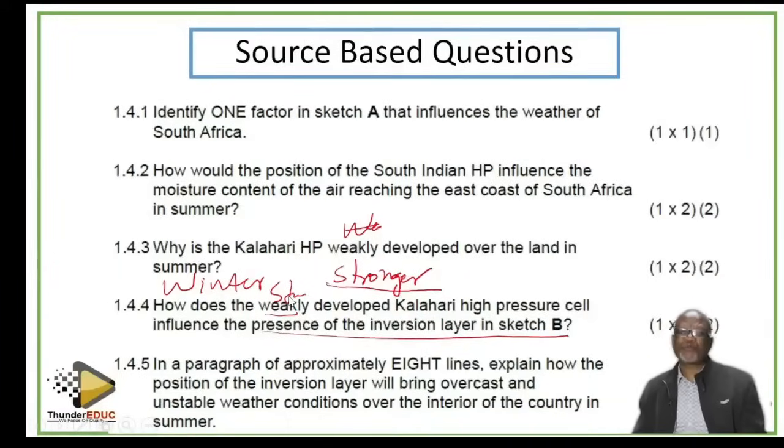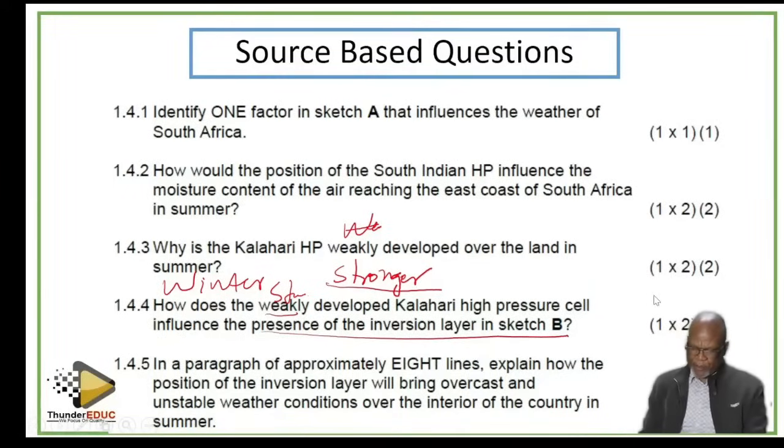Okay, I am not going to just go through the questions that are asked here. I'm going to go through possible ways in which these questions can be asked so that you are better prepared for your paper. Now, the next question says, in a paragraph of approximately 8 lines, explain how the position of the inversion layer will bring overcast and unstable weather conditions over the interior of the country in summer.